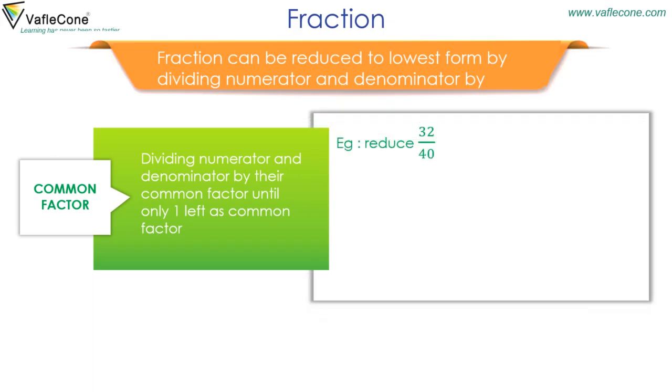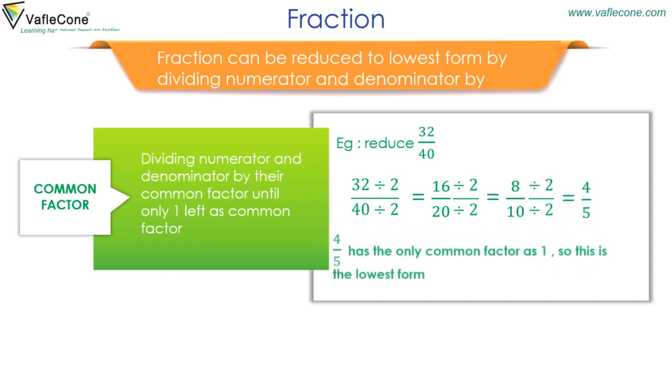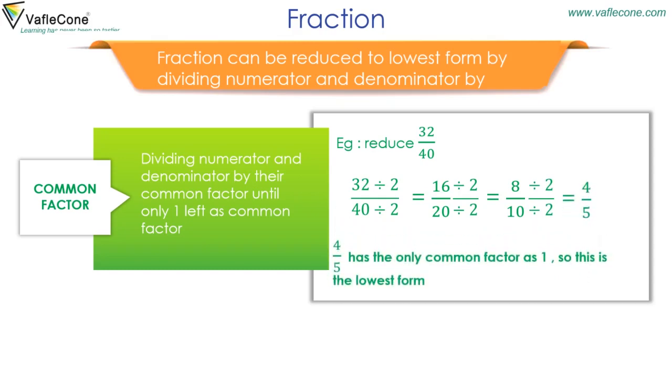For example, reduce 32 by 40. So we divide 32 by 2 and 40 by 2, which is equal to 16 by 20, and further divided by 2, it's equal to 8 by 10. Further, when we divide it by 2, we get 4 by 5, which has the only common factor as 1, so this is the lowest form.